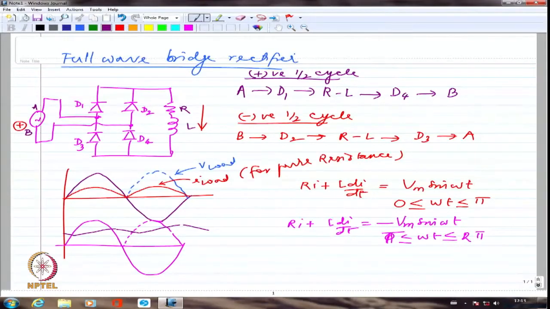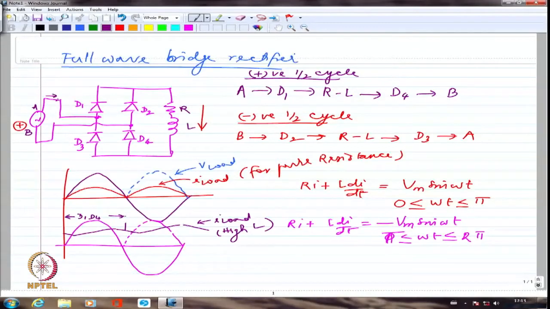So this kind of waveform, that is the load current waveform, is going to be true for high L, larger value of inductance. This is how the current is going to be. Now, because I will have D1 and D4 conducting during this portion, I will have the current flowing in this direction.